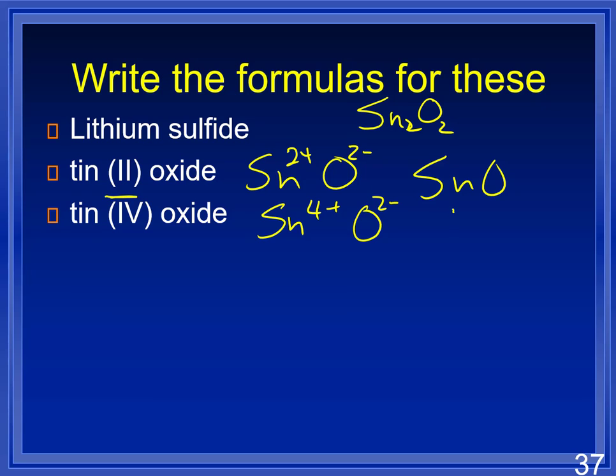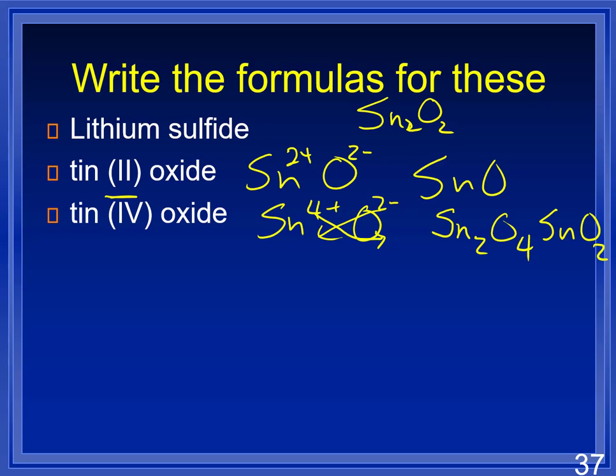No. So I do the crisscross and I get Sn2O4. Is that the lowest ratio? No. So I reduce it. I get SnO2, and SnO2 still adds up to 0. Because Sn is 4 plus, O is 2 minus, and there's 2 of them.